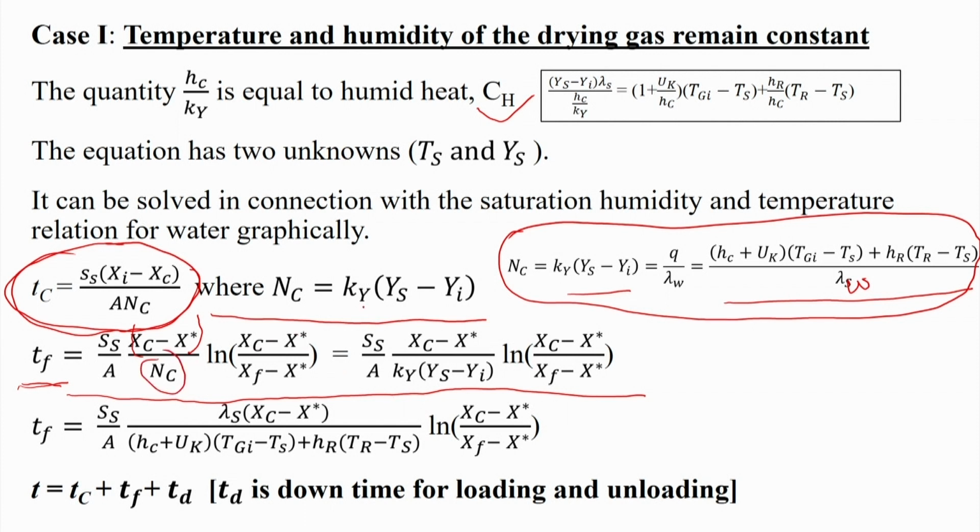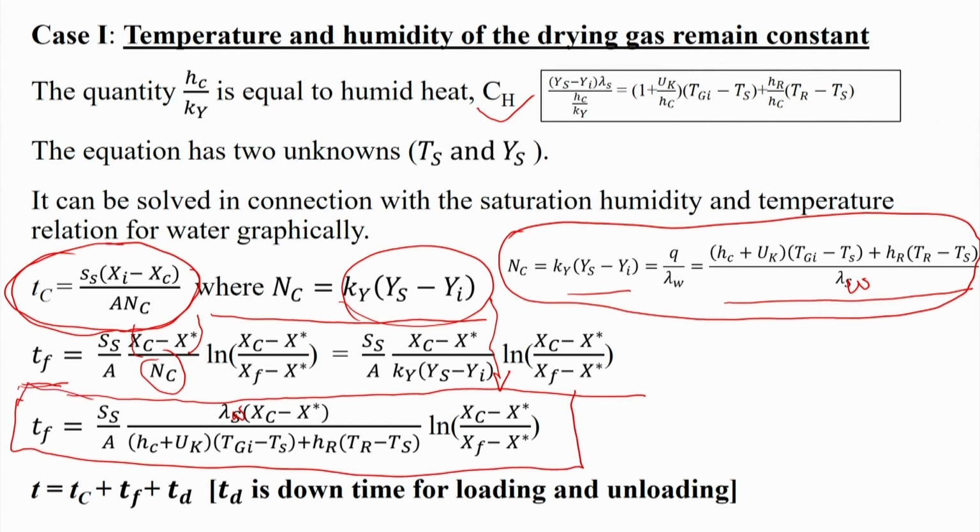There we can get the N c part from k y into y s minus y I, and putting it here we get S s by A into lambda w into x c minus x star by A into H c plus u k into T g I minus T s plus H r into T r minus T s, into ln of x c minus x star by x m minus x star. So, this is for the falling rate period. If the falling rate period varies with the square of the moisture content, then the expression will be to some extent different.